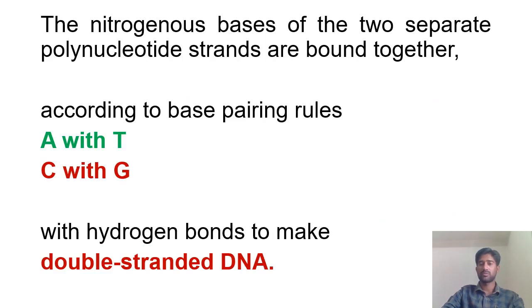The nitrogenous bases of two separate polynucleotide strands are bound together according to the base pairing rules, that is adenine with thymine, cytosine with guanine, with hydrogen bonds to make a double-stranded DNA.